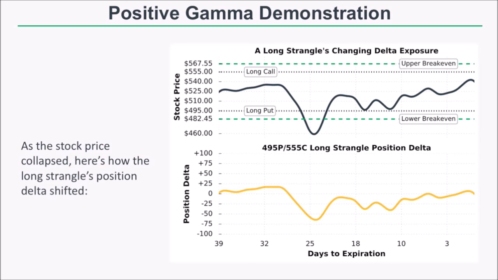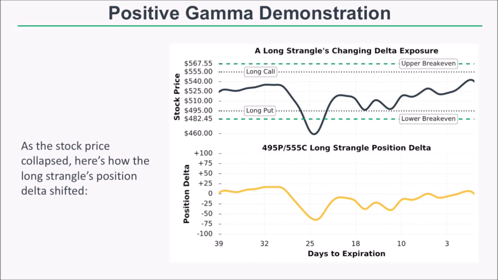Alright, now earlier we talked about a long strangle having positive gamma, which means its directional exposure changes in the way that the stock price is changing. So using the previous example, we're going to look at the same stock price movement, except we're going to look at the strangle's position delta as the stock price is changing. So in this case, we can see that the position delta started around 0, which means we basically had no directional exposure to changes in the stock price.